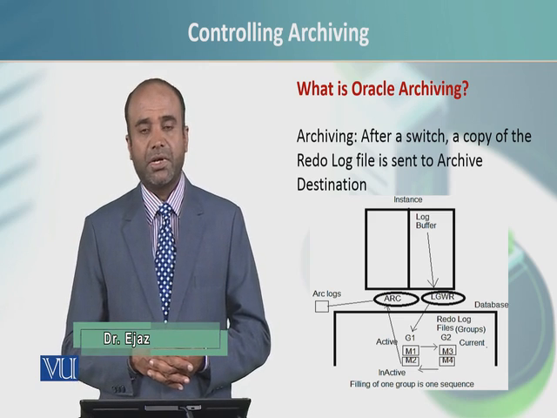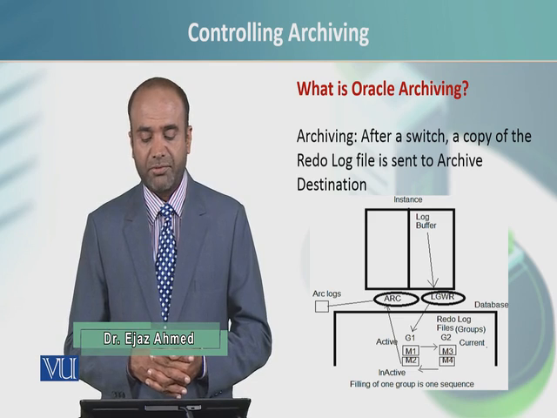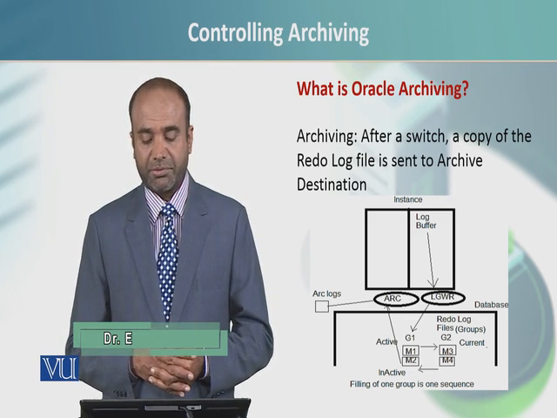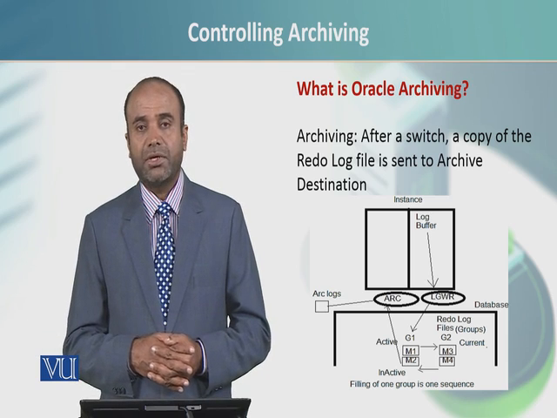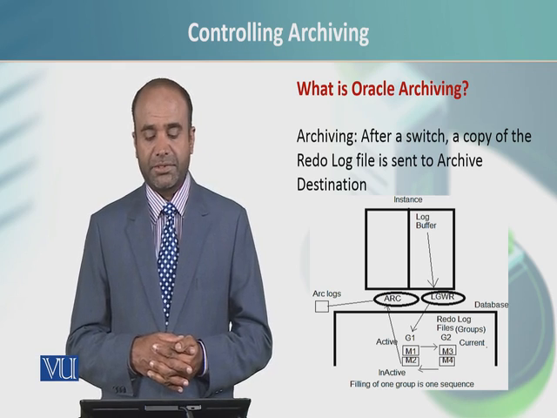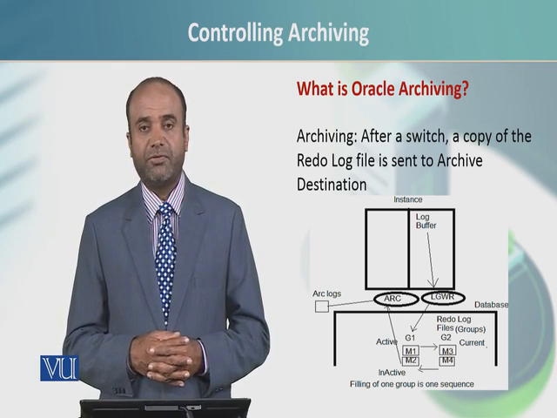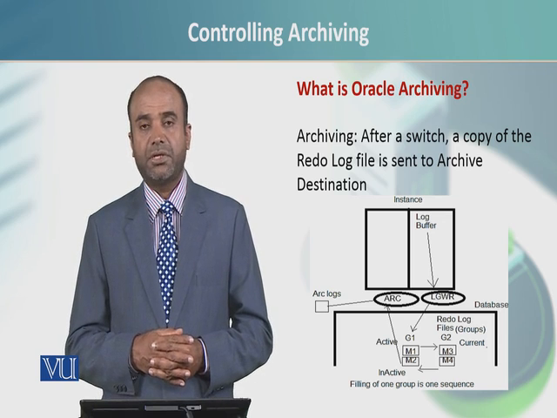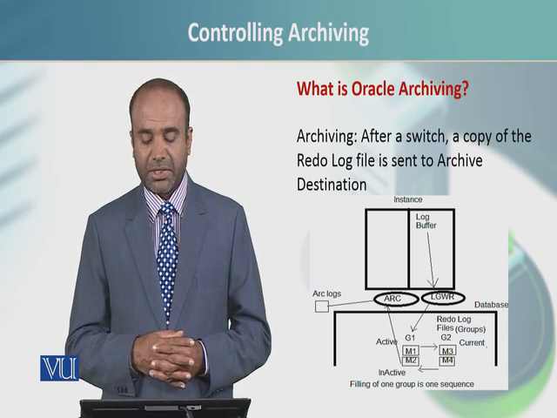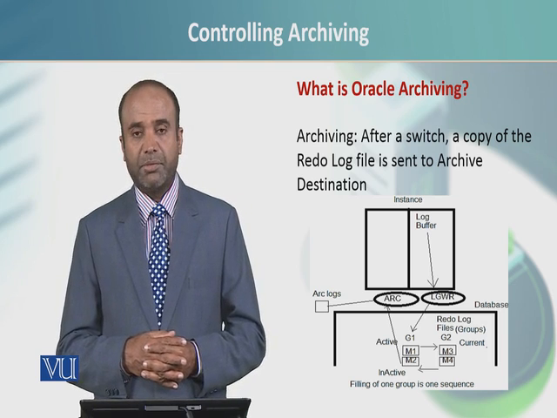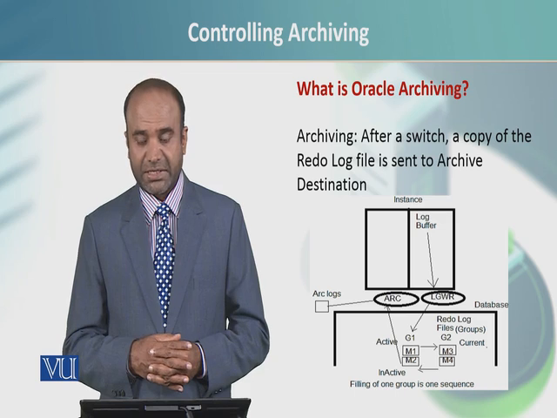As I mentioned earlier, after a switch, a copy of the redo log file is sent to the archive destination. How exactly is it performed? We have two portions. One is called the instance, the other is called the database. Within the instance, we have a log buffer. The log buffer manages the log writer to start filling up the first group, with members M1 and M2, when it is active.